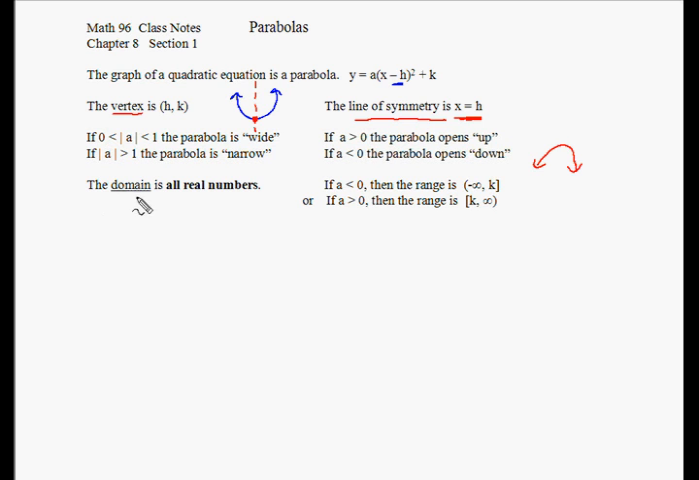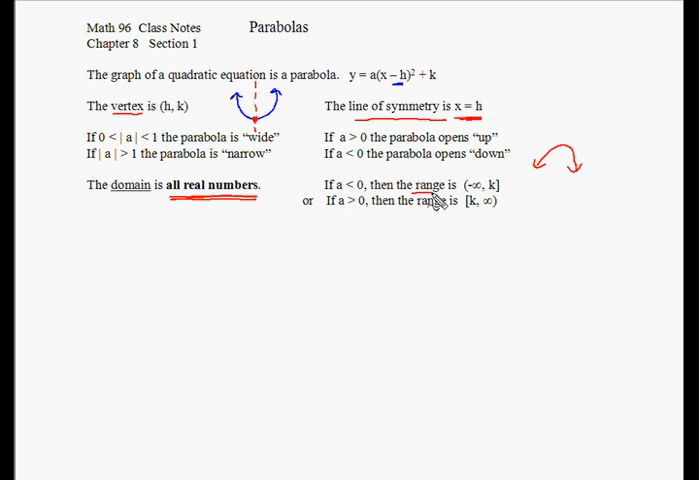The domain for this type of function is all real numbers. You can put in any x value you want. Recall that with domain we saw how far the graph went to the left and how far to the right. And it goes all the way to the left. Even though it's going up, it's still continuing to grow. And it goes all the way to the right.